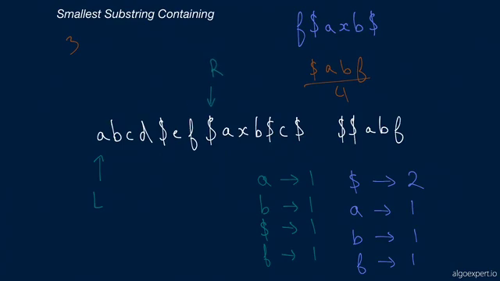Move the R to the next character, which is a $sign. $sign is in our hash table. We already have it here, so we just increment this number. And now we have $2 signs. Now this is good because $2 signs is what we were looking for. 2 is equal to 2. So now we can update the number of unique characters from 3 to 4.